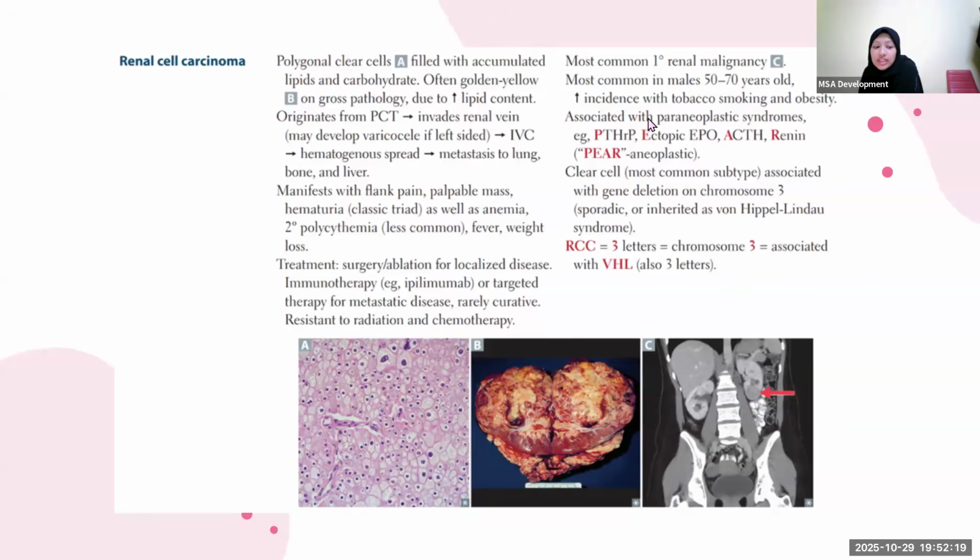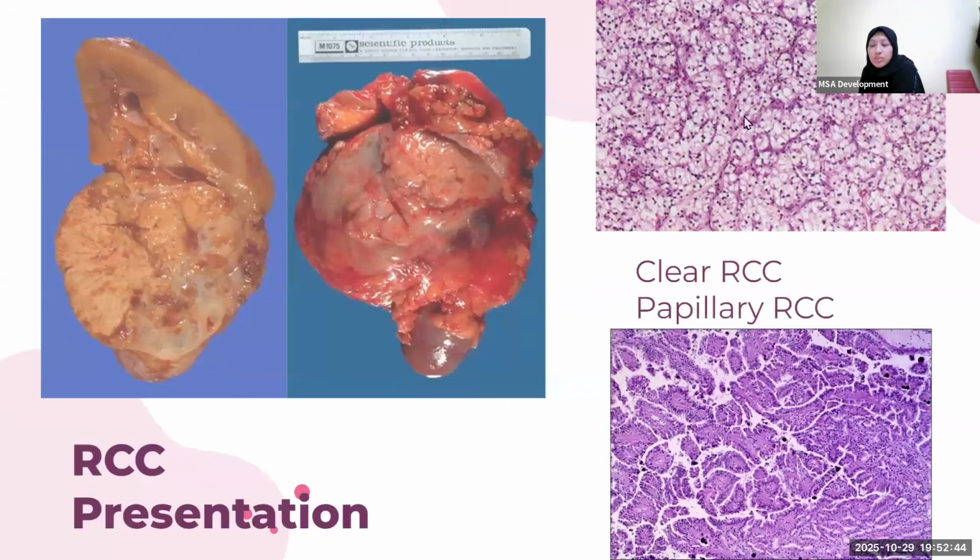Paraneoplastic means it increases the production of other hormones, like PTHrP for calcium, which will increase calcium levels, ectopic erythropoietin, just like we saw, ACTH, and renin. So these are hormones that are increased because of abnormal cells in renal cell carcinoma. Clear cell is the most common type.